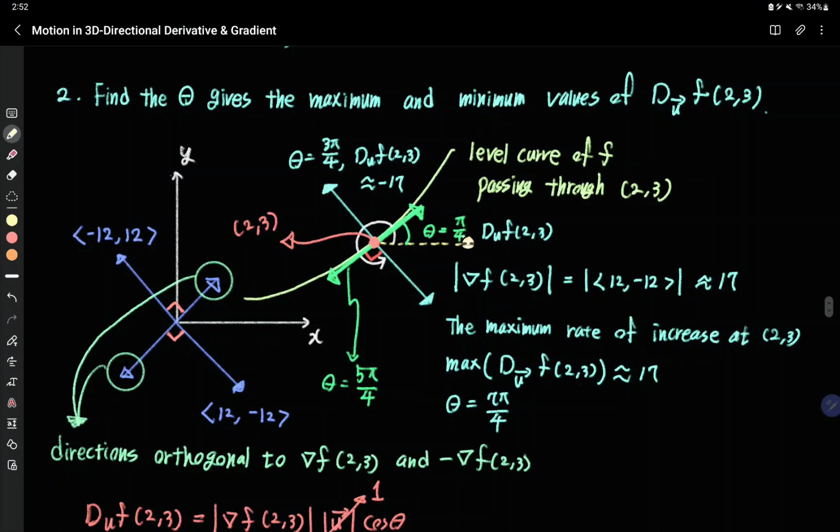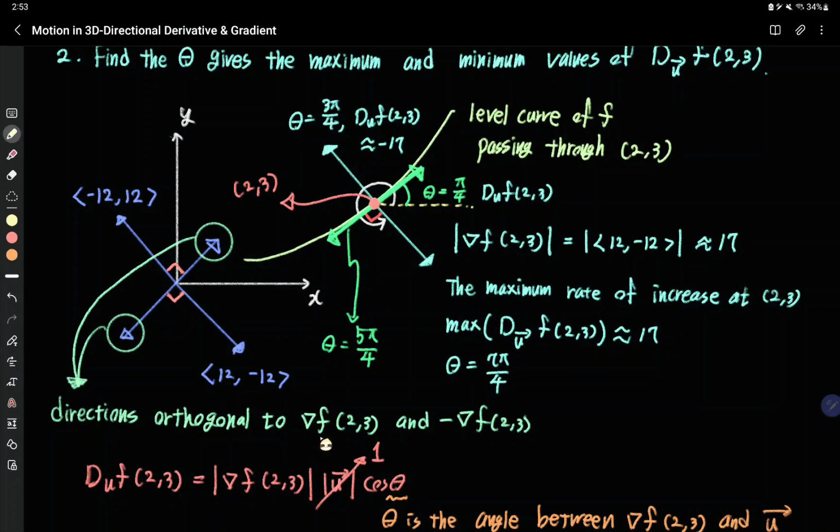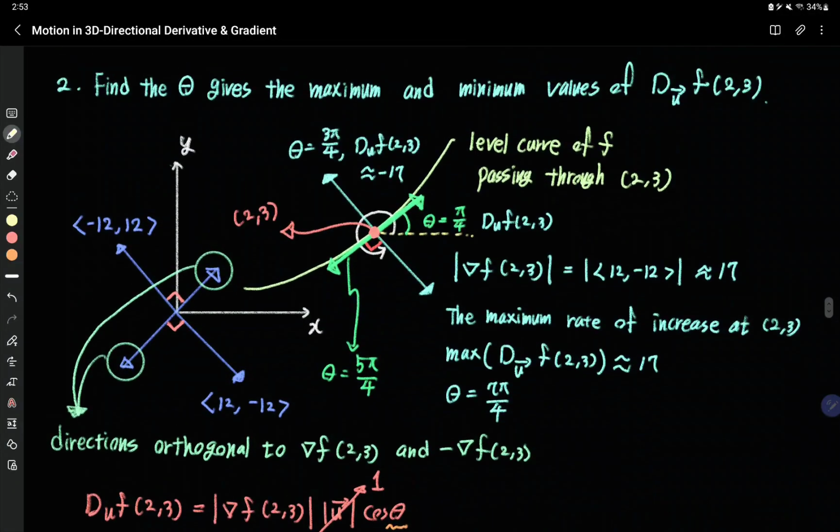And there, also when theta is 3 pi over 4 and pi over 4, you see that these two vectors are in the direction orthogonal to the gradient of f at 2 comma 3 and minus the gradient of f at 2 comma 3, right? It means that the directional derivative must be 0, because the directional derivative can be obtained by the dot product of the gradient and the vector u. If u and the gradient are orthogonal, the directional derivative must be 0. So for those values of theta, the directional derivative must be 0.